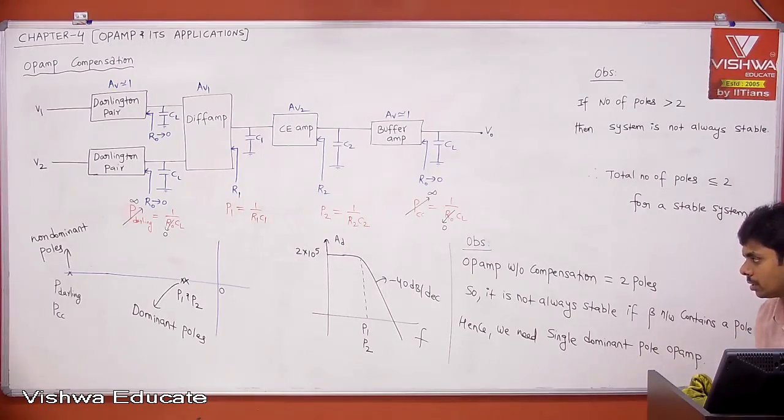According to the Bode plot, if there is a pole, you'll get minus 20 dB per decade. If there are 2 poles, you'll get minus 40 dB per decade. 3 poles, minus 60 dB per decade. Okay? A pole is nothing but the 3 dB frequency, or I can say the cutoff frequency.